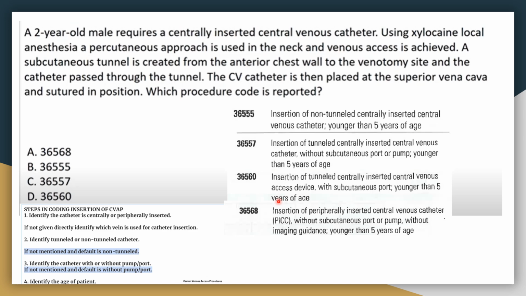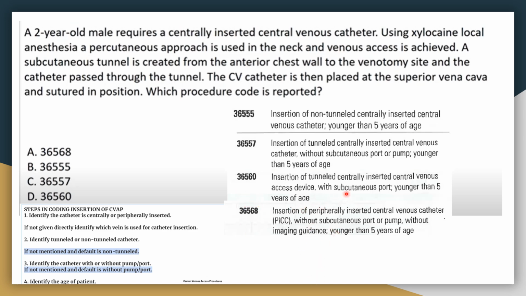So let's start eliminating the wrong options. 36555 is insertion of the non-tunnel central venous catheter, and ours is tunnel. So 36555 goes away. Next is insertion of tunnel centrally inserted central venous catheter without subcutaneous pump and port, and this is something that is there. Now we need to check further what is the age of the patient. Age of the patient is younger than 5 years.